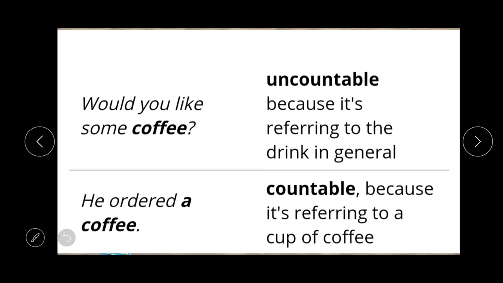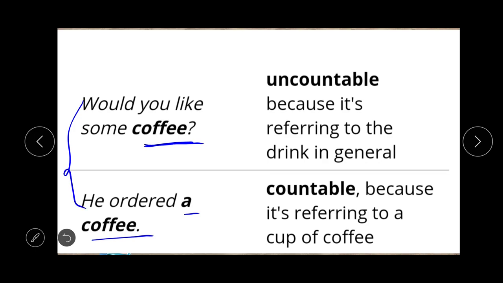So now students, here I have given one example. Please look at this. The first one is, would you like some coffee? Here coffee is the noun. Again, he ordered a coffee. So here you can see that, would you like some coffee? Here in both the sentences, coffee is the noun.